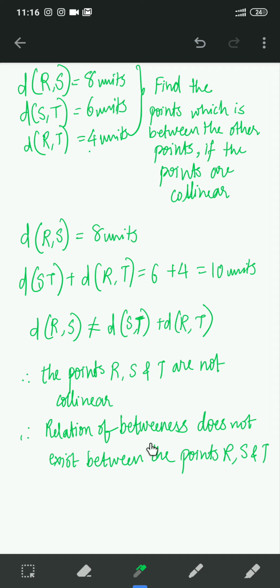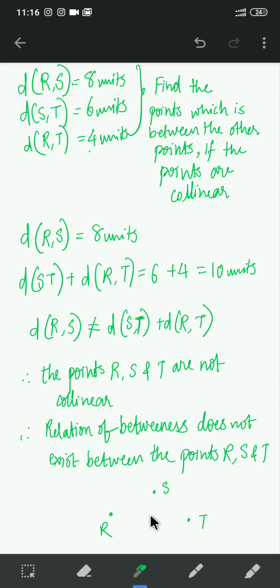The relation of betweenness does not exist because those 3 points are not in the same line. They might be in some form like this, R, S, T. Now I cannot say which point is in between which point, because all these 3 points do not lie in the same line. If they do not lie in the same line, I cannot say which one is in between which one.